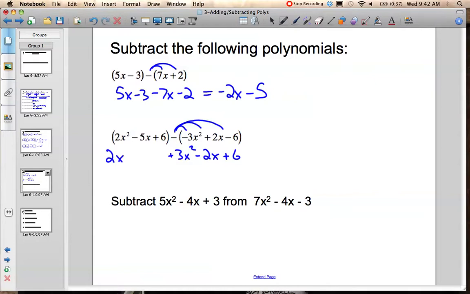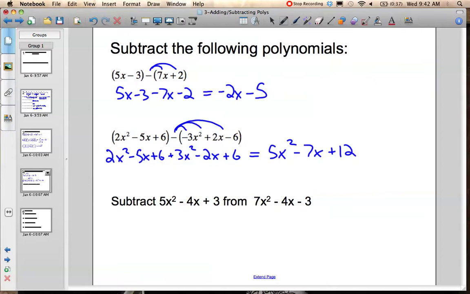I'll bring down my other polynomial. And now let's group together our like terms. I have 5x squareds total. I have a -7x. And I have a +12. So with that negative, you're just really going to distribute it through, change the signs, and then combine your terms.